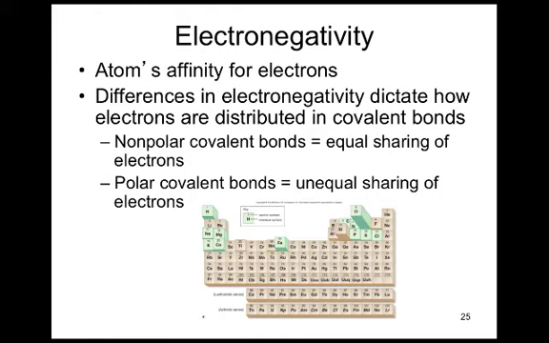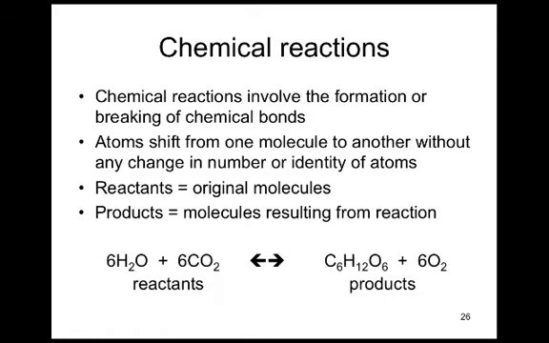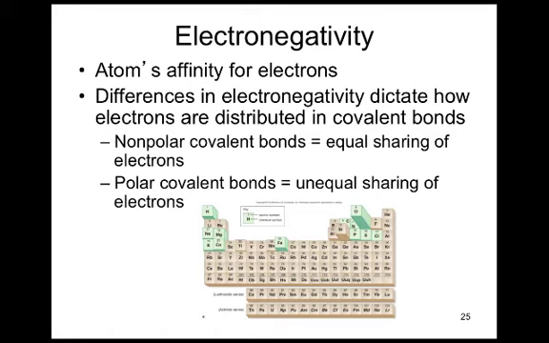Nonpolar covalent bonds involve equal sharing of electrons, so atoms of equal electronegativities trying to share the electrons, versus polar, which is unequal sharing of electrons. In the polar covalent bonds, we end up with a slight negative charge on one end of the molecule and a slight positive charge on the other end of the molecule.